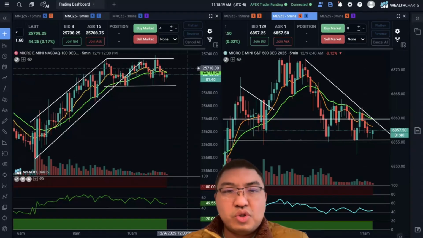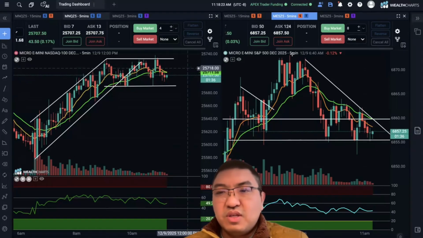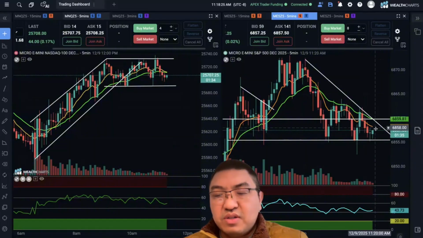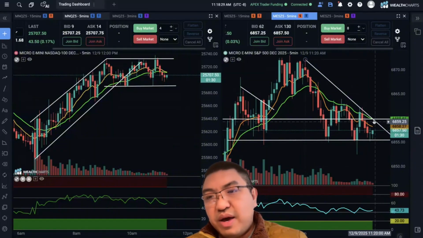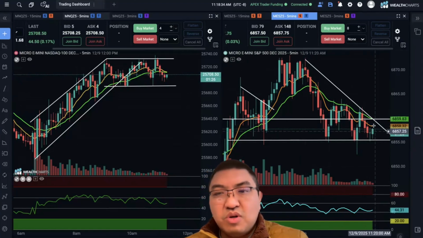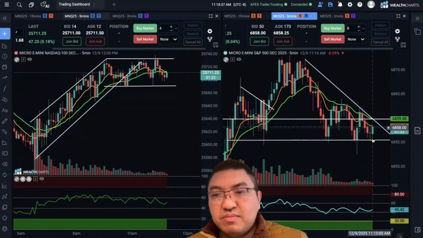Oh, it shows upward covering. So for ES, this is like a reversal. But even with this reversal, we'll see how it reacts to this trend line. This space is small enough that it's not worth any trade here. Small enough.